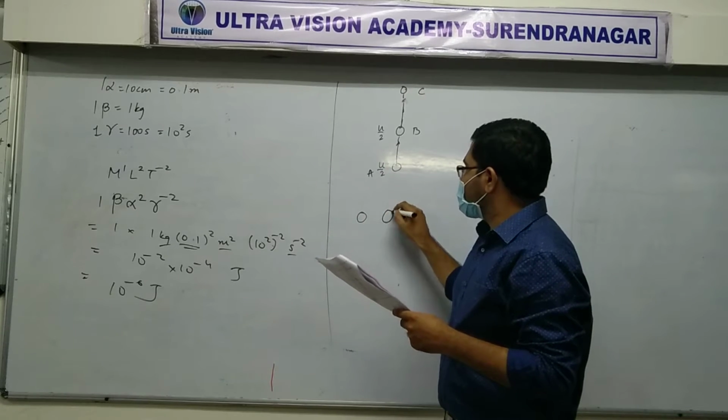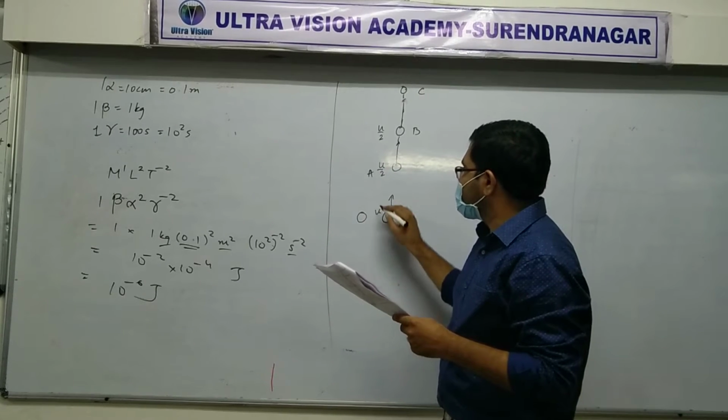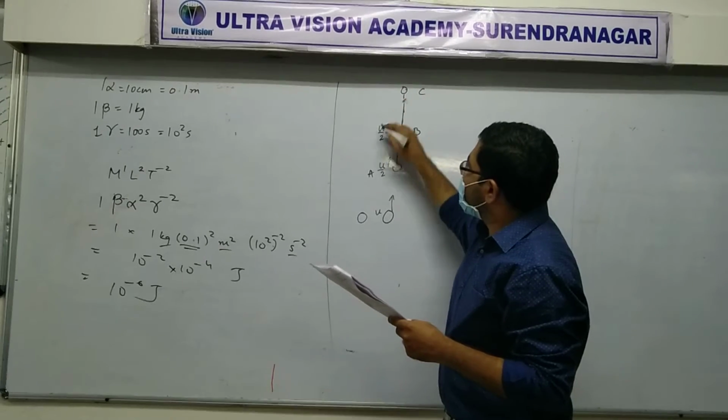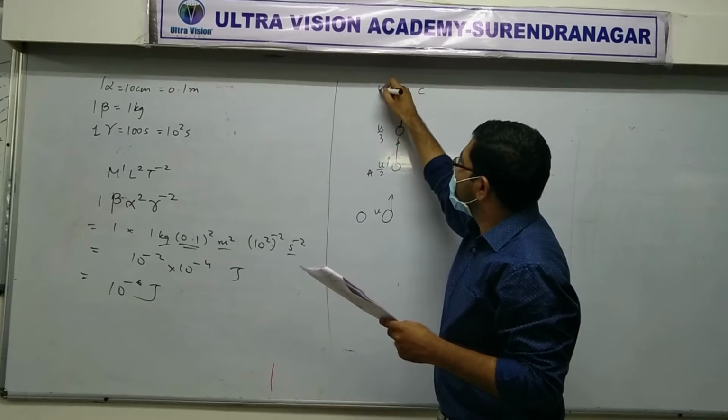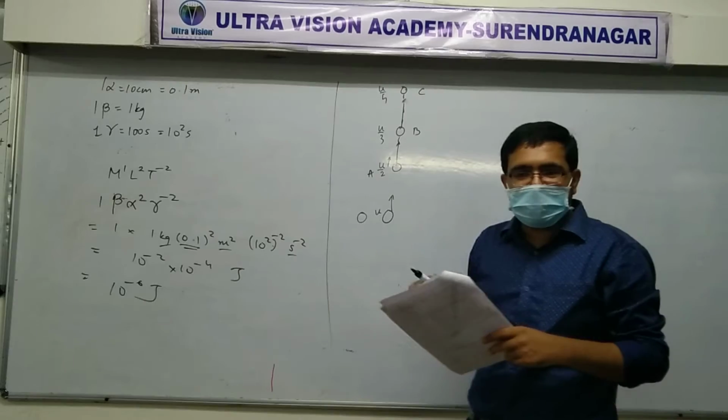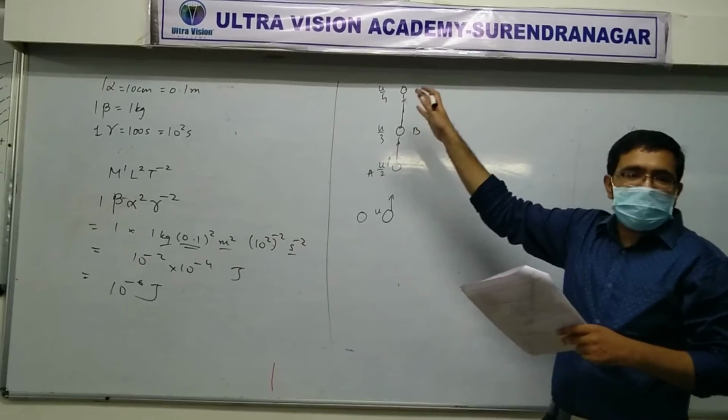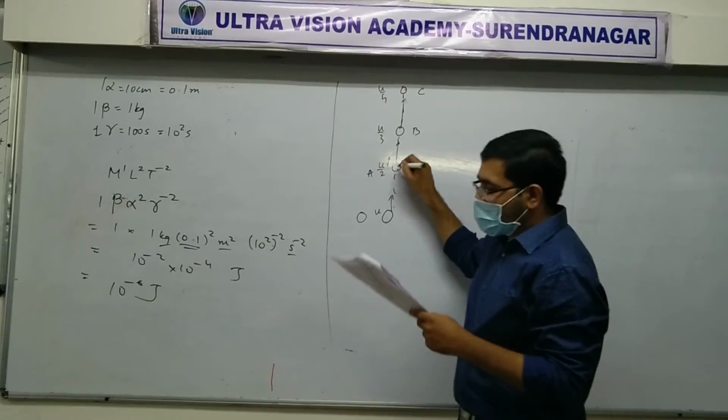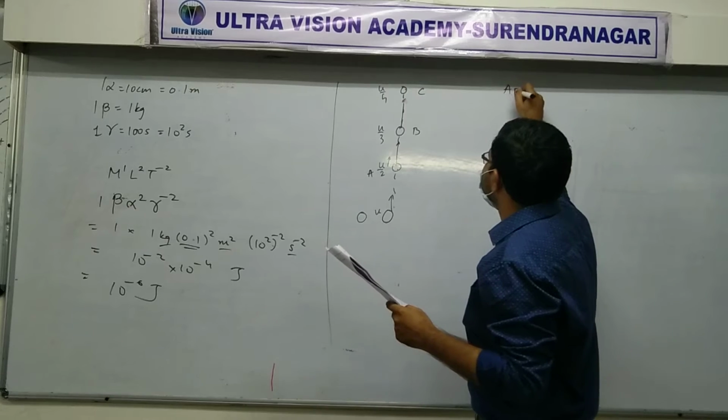Suppose the ball was thrown from the origin. Here velocity was u, here it is u by 2, here it is u by 3, and over here it is u by 4. Okay. Now it's going up. We have to find the ratio AB upon BC.